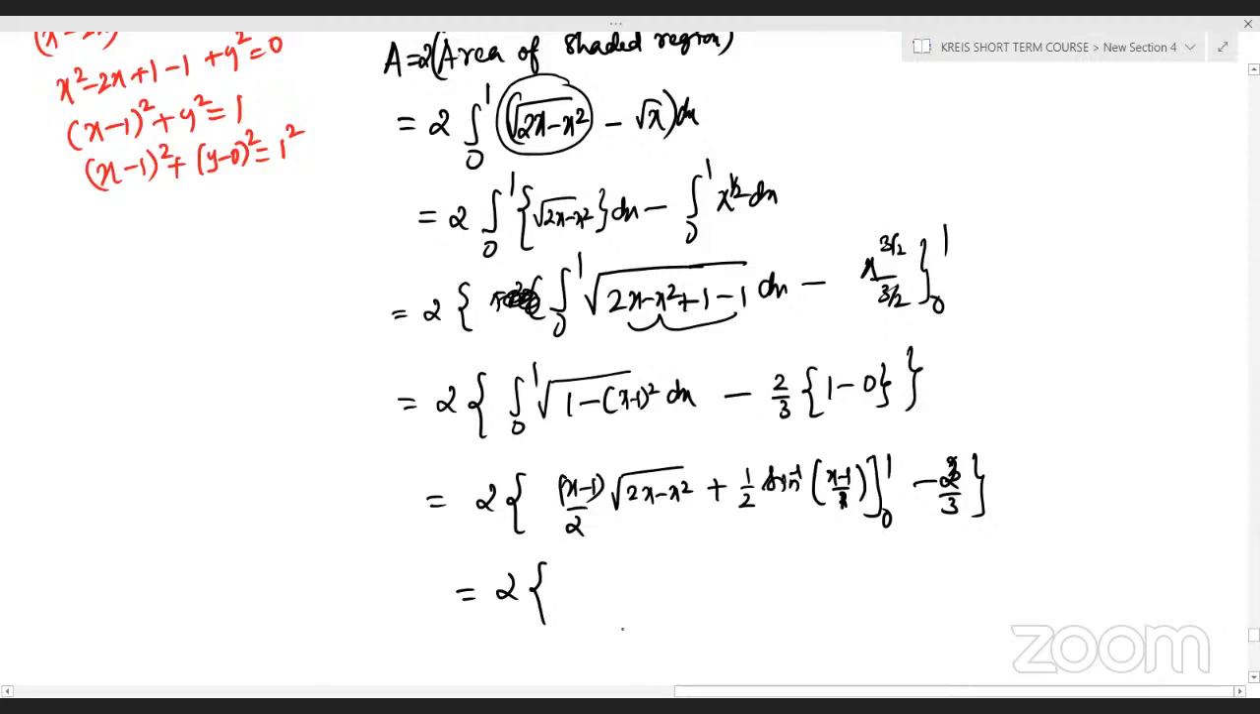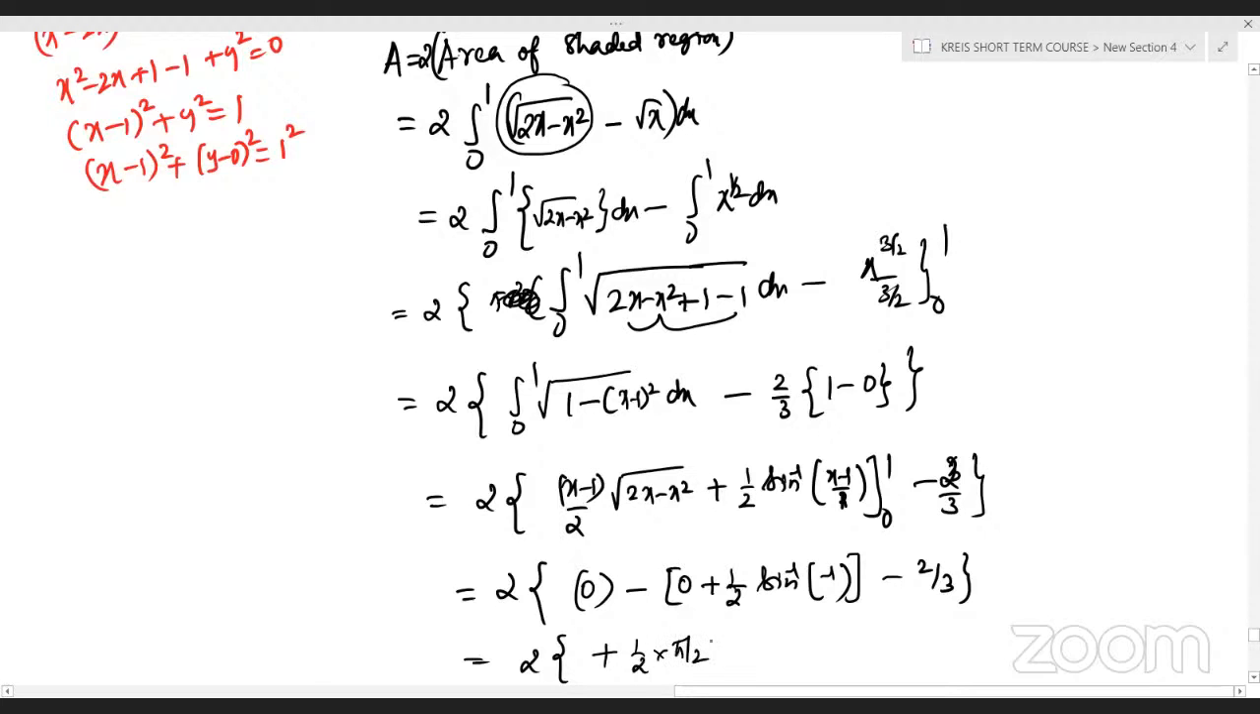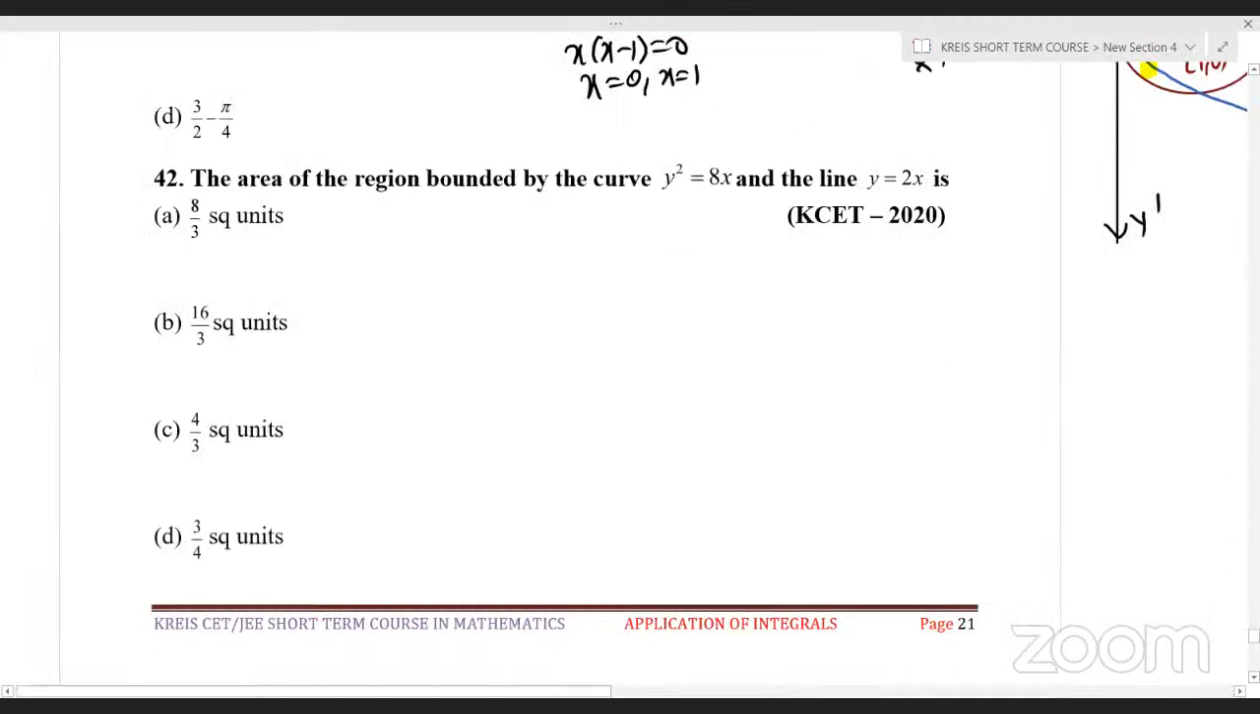When you use 1, first term is 0, second term is also 0. Then if you put x is equal to 0, first term is 0, and the second term with the lower limit, the first term becomes 0 plus 1 by 2 into sine inverse of minus 1 you get. Minus 2 by 3 will be as it is. It is 2 into minus minus becomes plus 1 by 2 into pi by 2 you get. Minus 2 by 3 you get. It is 2 into pi by 4 minus 2 by 3. Pi by 4 minus 2 divided by 3 you get.